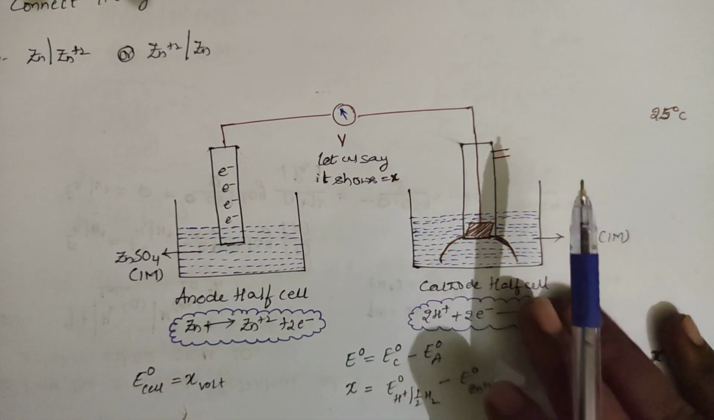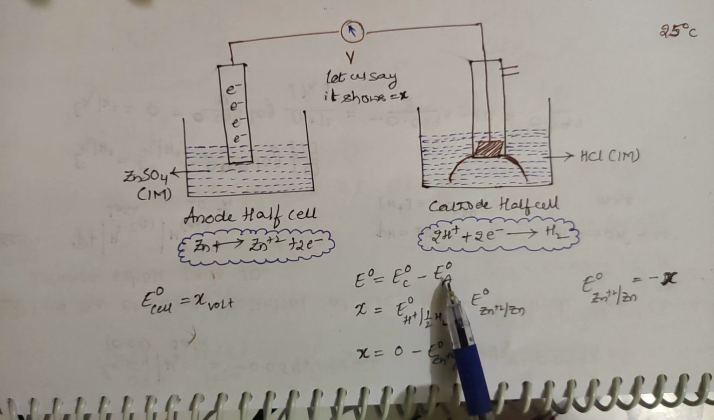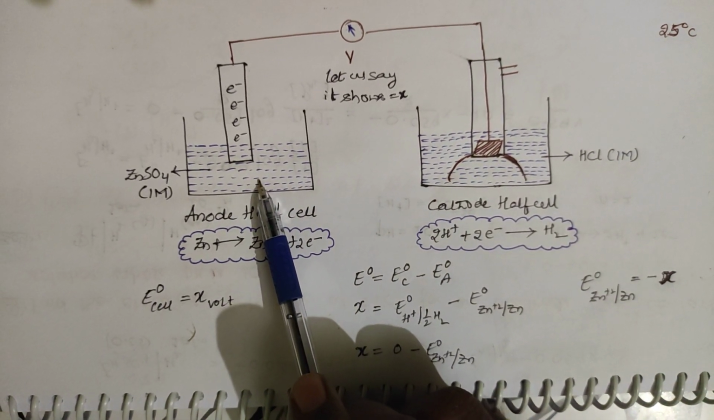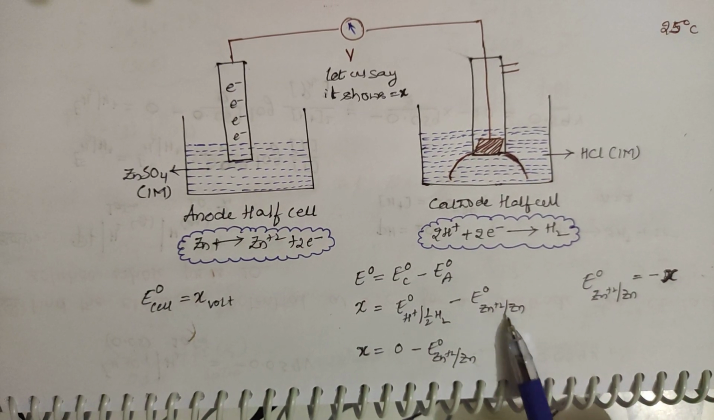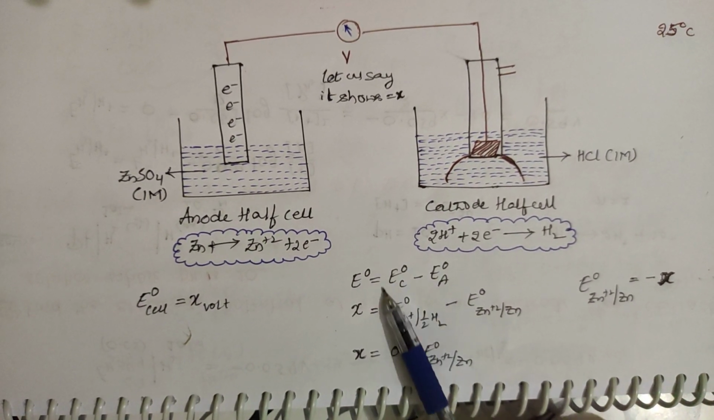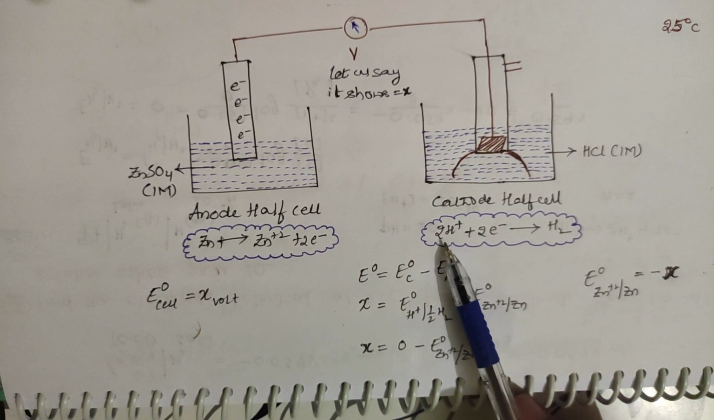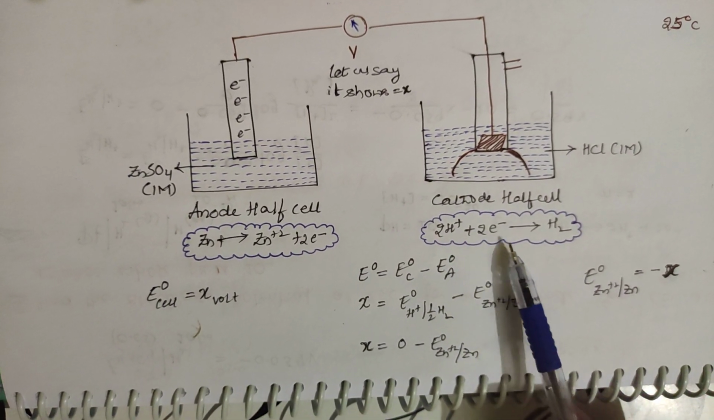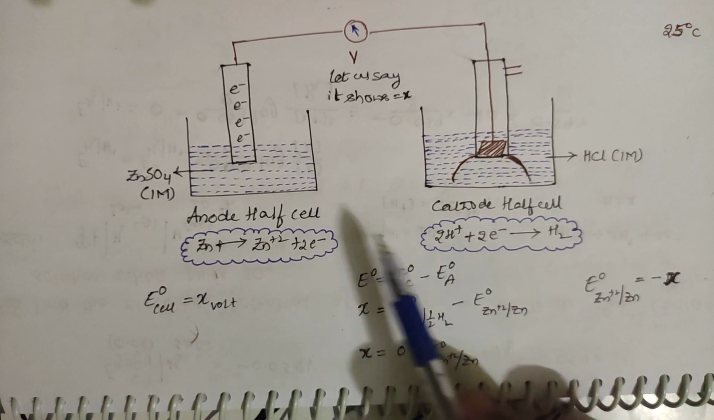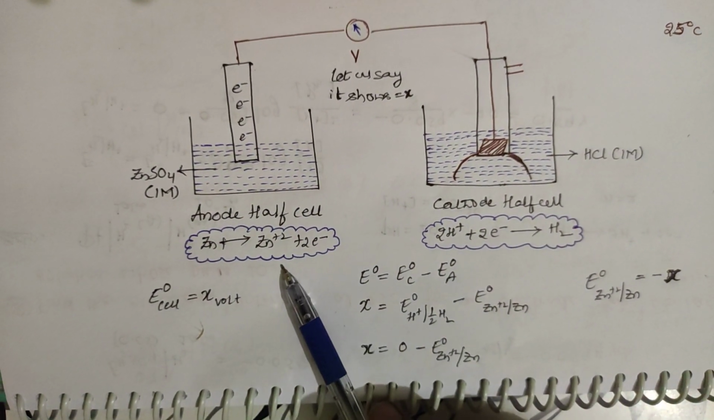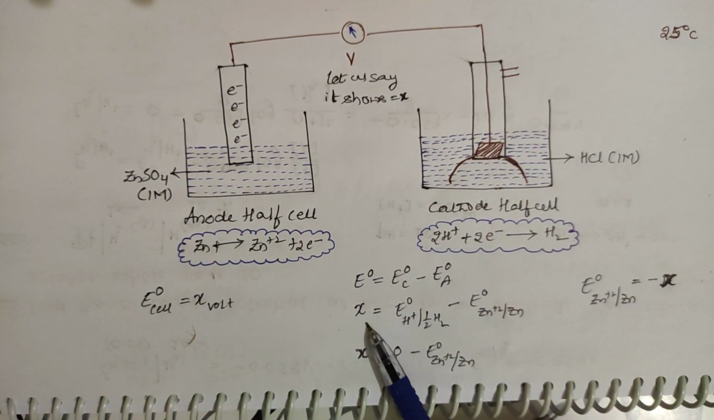If you want to calculate the EMF of this cell, E naught of the cell is equal to E cathode minus E anode. Here zinc has undergone oxidation, so the oxidation value is written as E naught of Zn+2 to Zn. The cathode is undergoing reduction, that is 2H+ plus 2 electrons getting converted to H2. So hydrogen has undergone reduction and zinc has undergone oxidation. The net EMF that you calculate here is taken as X.